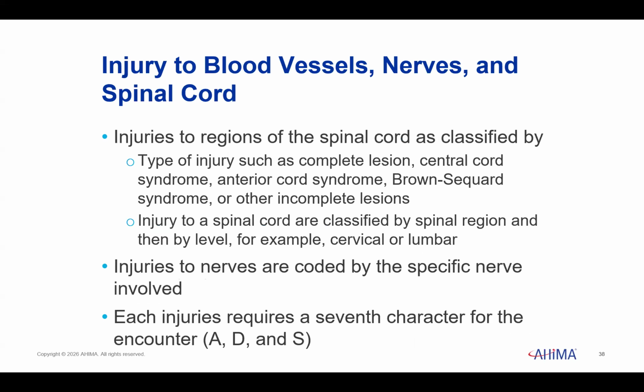Injuries to the spinal cord are classified by type, like a complete lesion or incomplete syndrome, and by region or level, such as the cervical or lumbar. Nerve injuries are coded by the specific nerve, and each needs the appropriate seventh character.